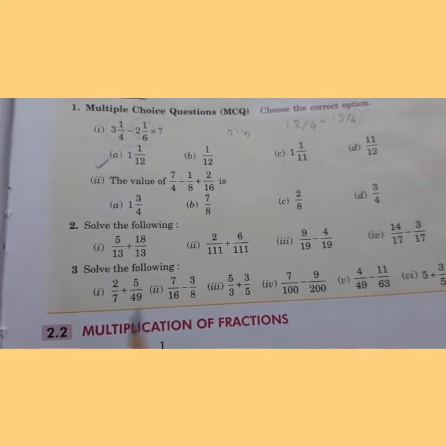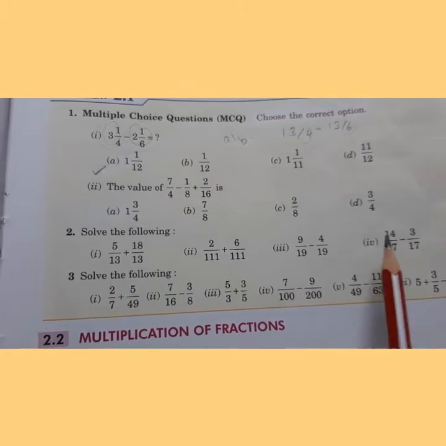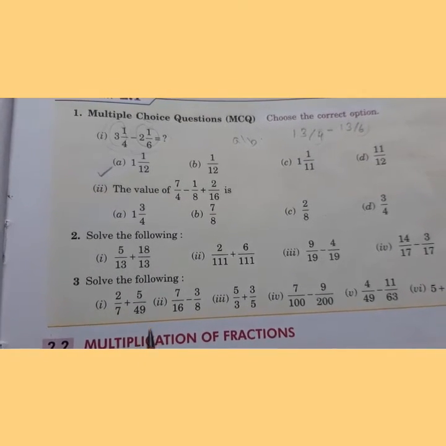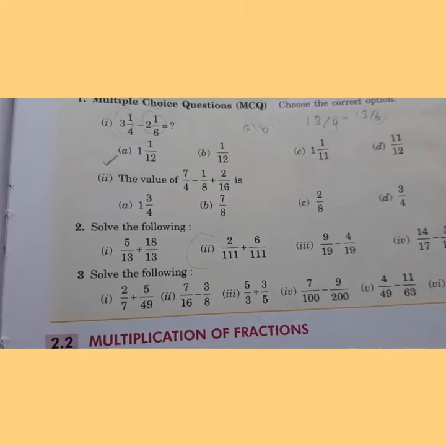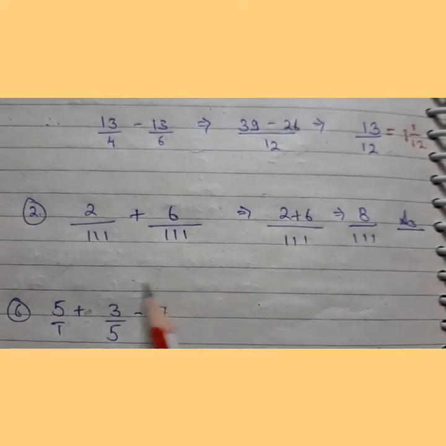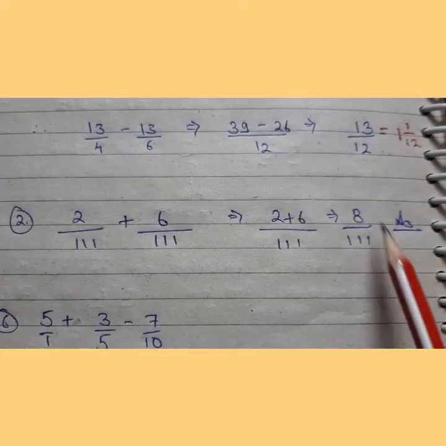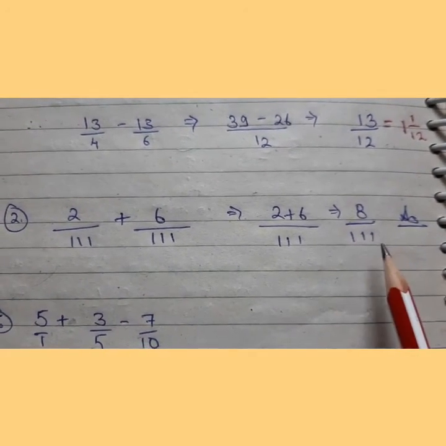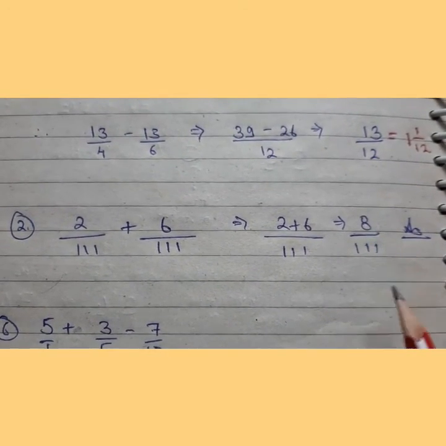Similarly, solve the second one. Now let's come to question number 2. Solve the following. See, there is a benefit. What is the benefit in this series of questions? That the denominators are same. So you need not make the denominators the same. Simply solve it. It's a very easy question. Let's pick up question number 2. 2 upon 111 plus 6 upon 111. Since the denominators are the same, simply add 6 plus 2, that is 8 upon 111. This will be your answer. If you want, you can either write it in mixed fraction, or you can simply leave it like this only.